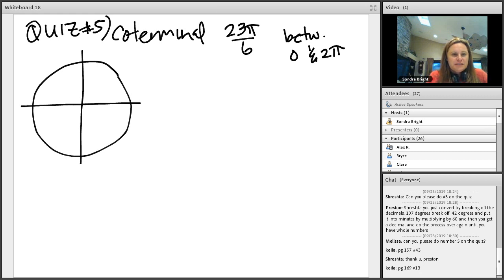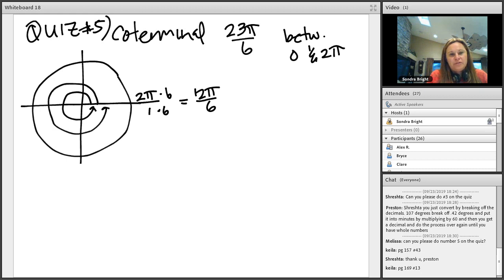23 pi over 6. If I went around 1 time around the circle, that means this would be 2 pi. 2 pi over 1, to compare it to over 6, that means it's 12 pi over 6. And then if I went around again, it would be another 12 pi over 6, so that's 24 pi over 6. So going twice around the circle is 24 pi over 6. And so 23 pi over 6, I've stopped short.